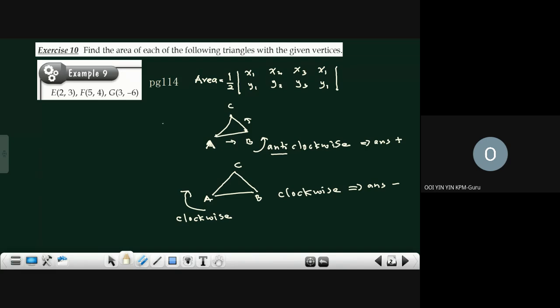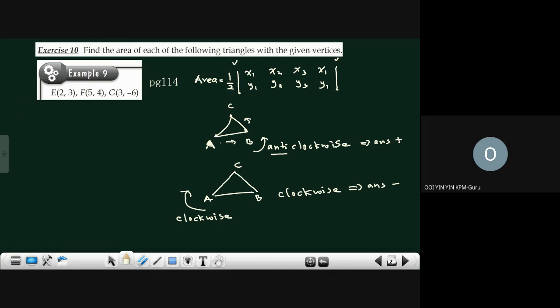So for a question like this, where there is no diagram, it's never mind actually. Either you use clockwise or anti-clockwise, your answer can be positive or negative. Never mind, because we have this modulus. Whatever answer comes out from here will be positive. So don't mind how you arrange it, whether it's anti-clockwise or clockwise. Never mind.